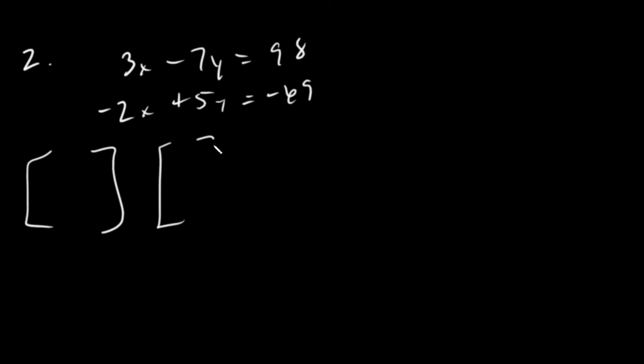It's 3x minus 7y equals 98. Negative 2x plus 5y equals negative 69. So setting this up as a matrix equation, everyone should be able to do, even without a calculator. If you don't have a calculator, you should be working these out by hand, sadly. But if you do have a calculator, you should be able to put them into the matrix equation. There will be questions on the test where I just tell you to put it into a matrix equation. I don't tell you to solve, I just tell you to write it as a matrix equation.